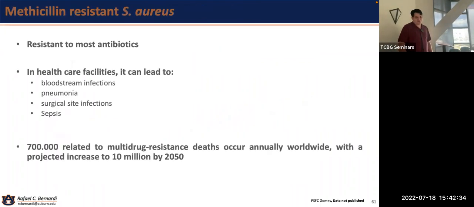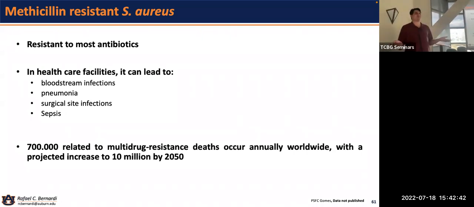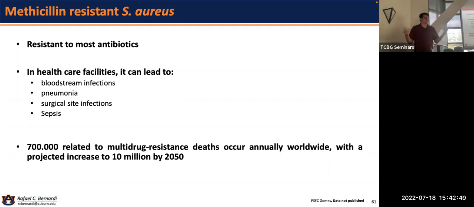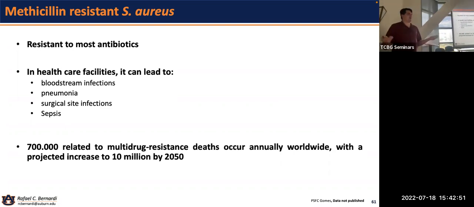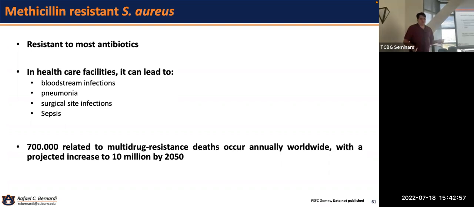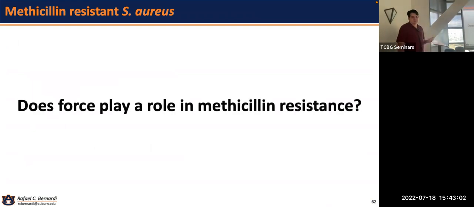And for continuing because of many things, okay, so just one point: why would we care about that? First of all, these bacteria are resistant to most antibiotics, which is a very important feature of them. They are what the CDC calls the nightmare bacteria because they are basically surviving our antibiotics, and they're the leading cause of death in healthcare facilities worldwide. So does this force play a role in methicillin resistance?